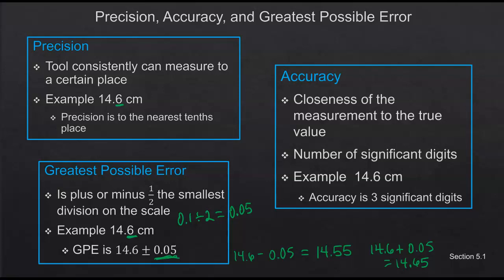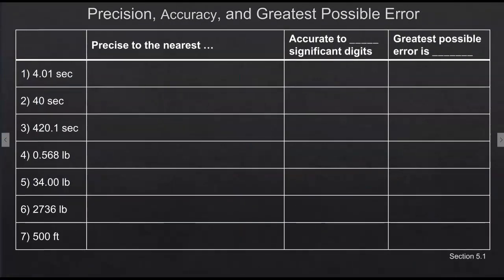On accuracy, that's the closeness of the measurement to the true value, and we look at that with the number of significant digits. So we say this number is accurate to 3 significant digits, right? 14.6 centimeters. Here's where we're going to practice this.